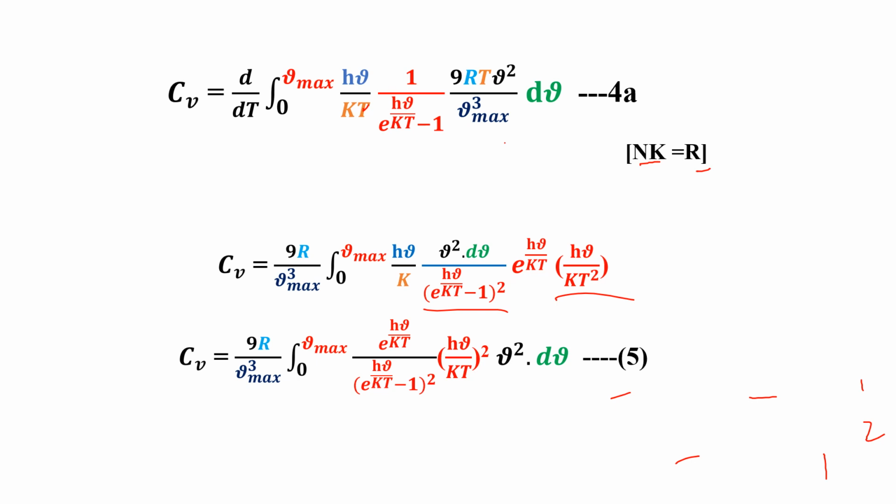Now the differentiation is over, so the differential operator is removed. Now you can see the remaining values as C a 9r nu max cube h nu by k nu square d nu, e power h nu by kt minus 1 power square, into e power h nu by kt, into h nu by kt square. So already here you have h nu by k, and here also h nu by k is there, t square is there. When you multiply on the whole, it will become h nu by kt the whole square, which is the same step that was involved in the Einstein heat capacity of solids.